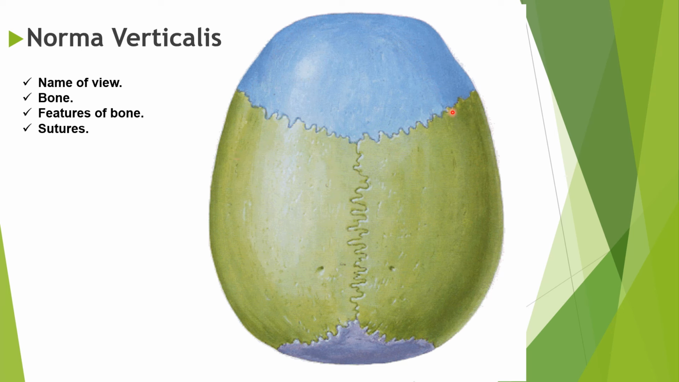You can see here this is a suture found in the coronal plane between the frontal and the two parietal bones. This name is the coronal suture. Therefore, the coronal suture is a suture between the frontal bone and the two parietal bones. Also, this is a sagittal suture. The sagittal suture is found between the two parietal bones. And the lambdoid suture is found between the two parietal bones and the occipital bone.